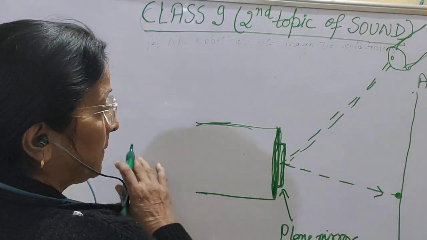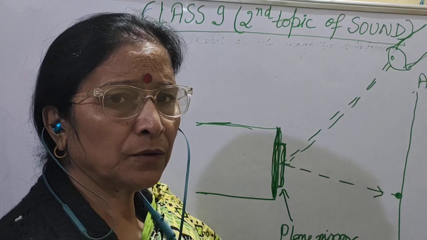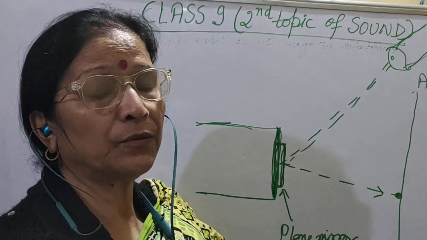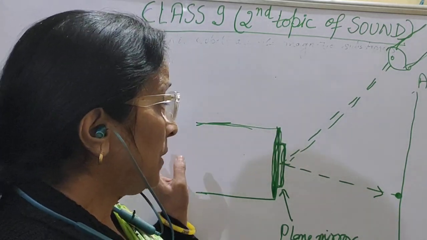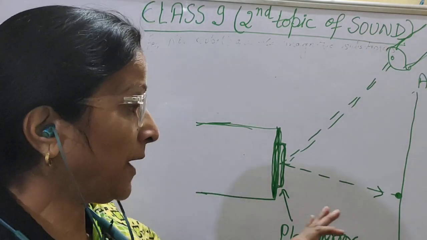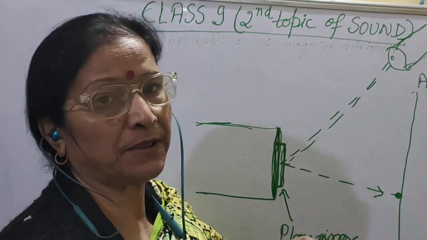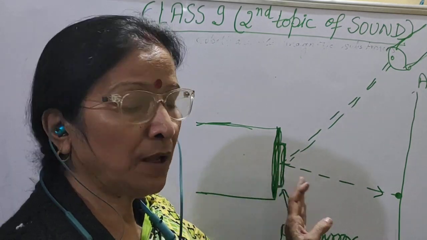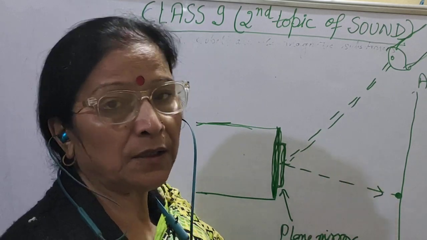Now from this side, we produce sound softly. First softly, then we go on increasing the loudness of sound little by little. As we start producing sound from this side, we find that the spot of light on the screen starts vibrating. As the loudness of sound goes on increasing, the vibration of the spot of light also goes on increasing.